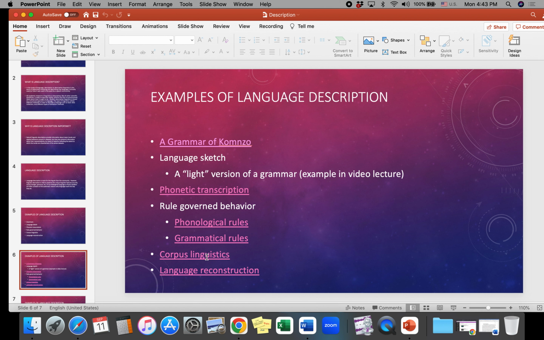Corpus linguistics is the study of large bodies of writing in a language.